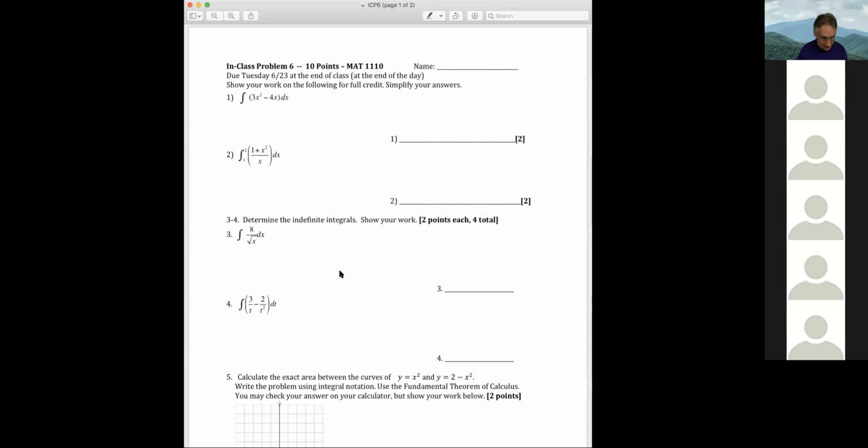Are there numbers on the integral bar? No. Therefore, this is a general answer. It's called an indefinite integral. It's indefinite because a and b aren't given. And as a result, a plus c is needed on that function when you're done.